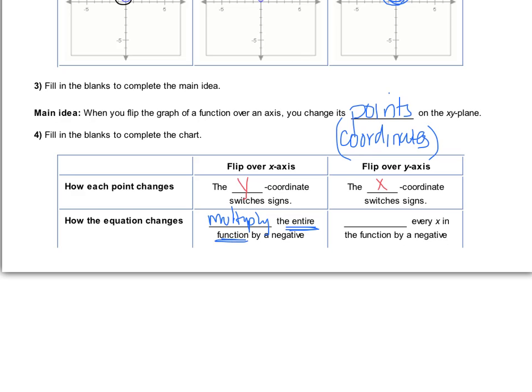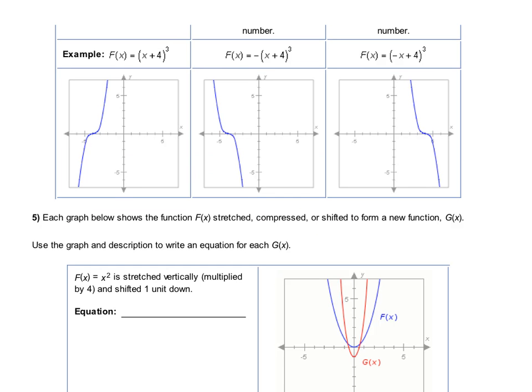The entire function. But if you're flipping it across the y-axis, then that means that you're going to multiply every x in the function by a negative. And I know you're probably thinking, well, isn't that the same thing? But it's really not. And we're going to look at some examples where you'll see that it really is different. For example, the one they give here.